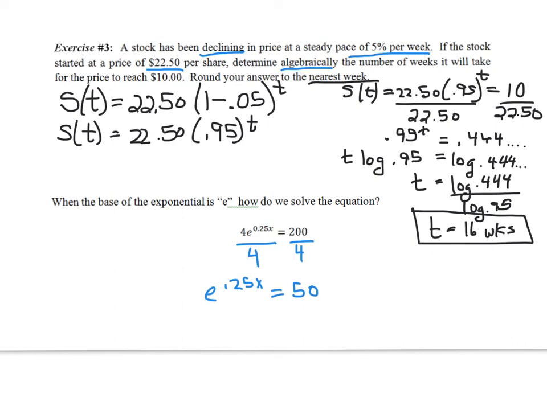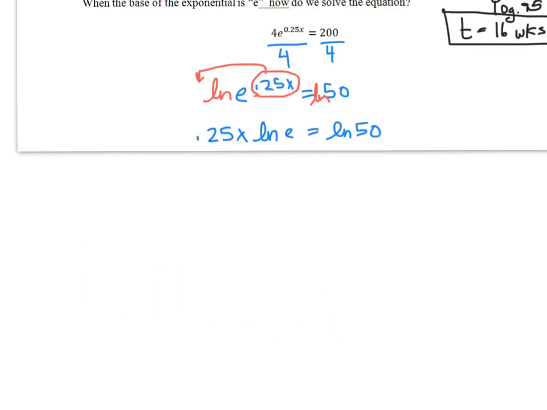Now recall that when we have e as our base, we're not going to log both sides. We're going to natural log both sides of the equation. So that then allows me to take my exponent. Now be careful here because my exponent is not just an x. I've got to take that whole exponent and move it down in front. So I have 0.25x times the natural log of e equals the natural log of 50. Remember again that the natural log of e is just 1, so right now I have 0.25x equals natural log of 50.